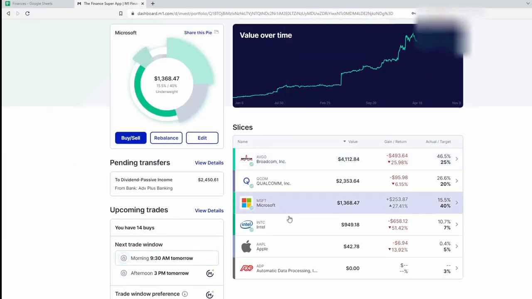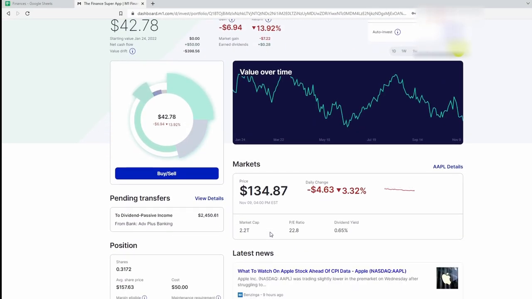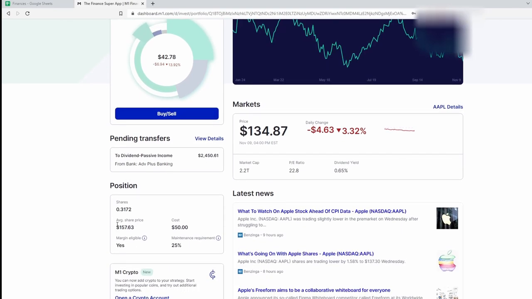Okay. Next, we got Apple. I don't have a lot of shares in Apple. Only got $50 worth. Mainly because I really didn't find a good price point to buy an Apple. I bought it at 157. It's 134. So it's actually looking really, really good right now.